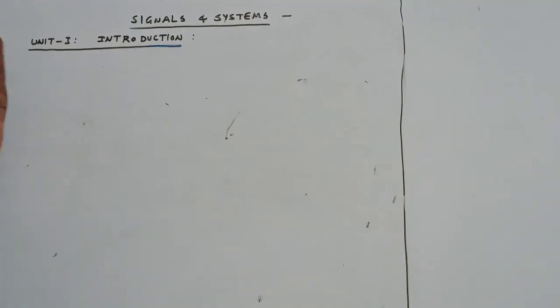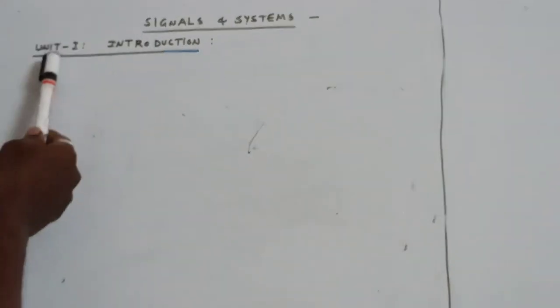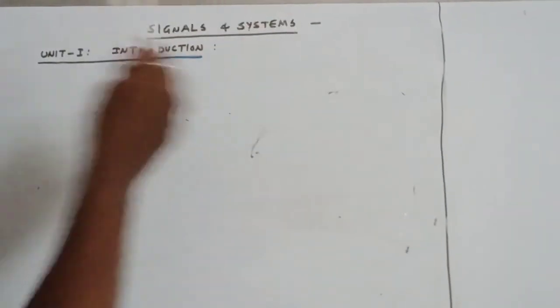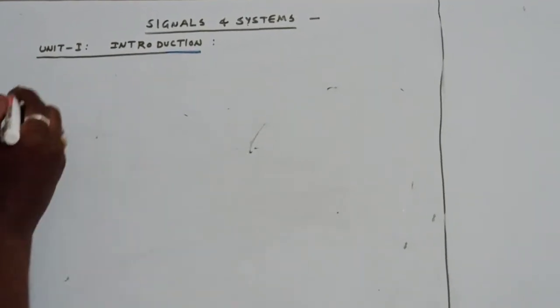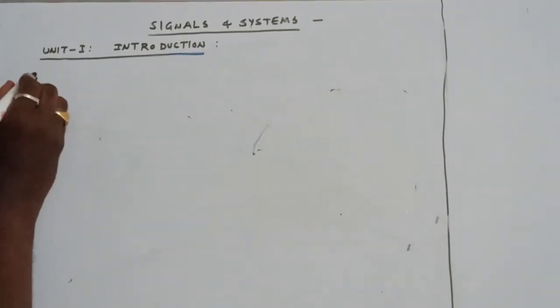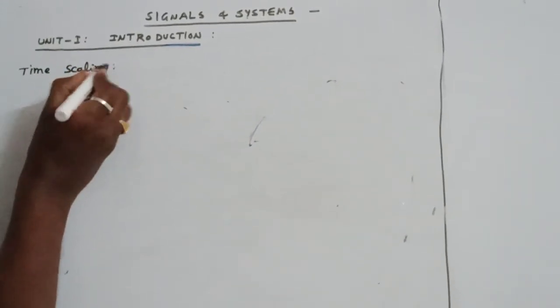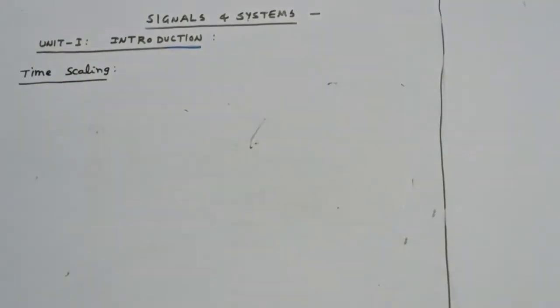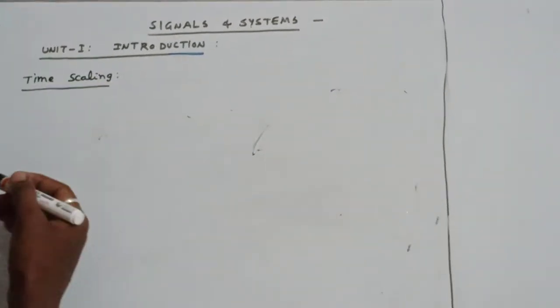Hi, so we are discussing basic operations on signals of Unit 1 from Signals and Systems subject. Today we will discuss some more basic operations on signals. Another important operation is time scaling. Let us define what time scaling is and do some problems in today's session.